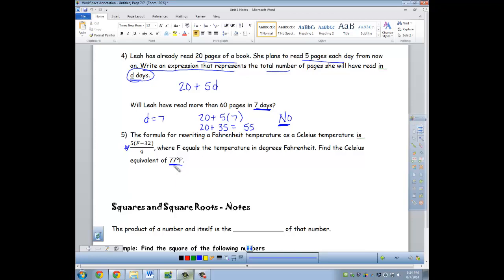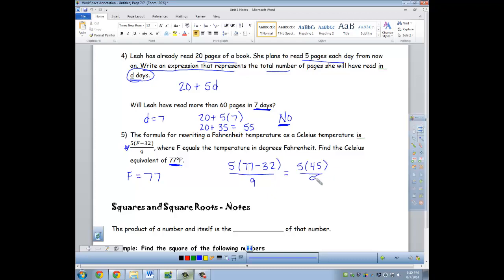So can I do x plus 3x? This 77 degrees Fahrenheit tells me what my f is going to be. There's a little invisible 1 there. So x plus 3x is going to give me 4x, then bring down my minus 32. 4x and 12 cannot be put together because they are not like terms. 12 doesn't have a variable, 4 does. My order of operations says parentheses first, so 77 minus 32 is going to give me 45.